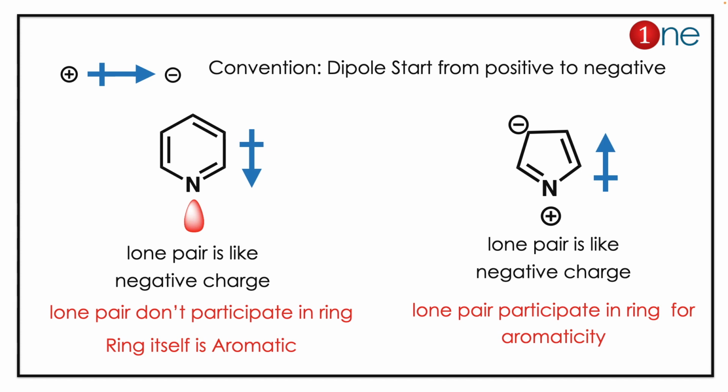Here the concept you have to learn is that the dipole moment starts from positive to negative. For the heterocyclic system, you should know whether the lone pair is involved in the delocalization or not.